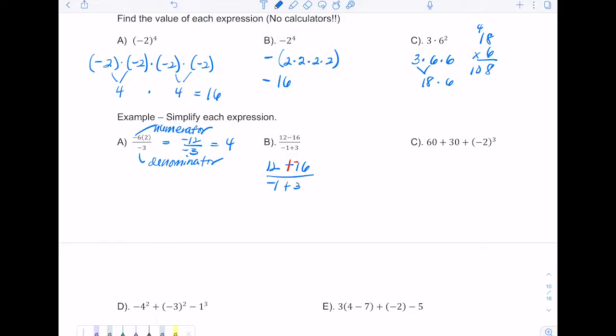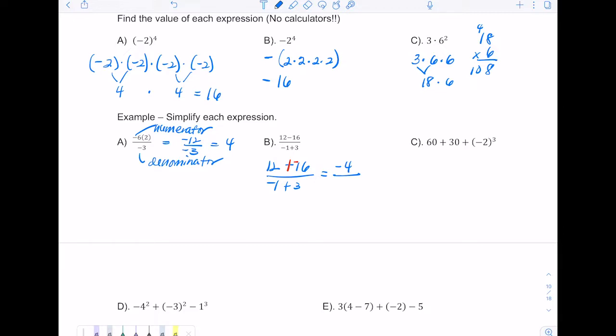Then we need to remember our rules. So in the numerator, I'm adding 2 signs that are different, so they're unlike. So I'm going to subtract 16 minus 12, which is 4, and then you take the sign of the bigger number. What's bigger, 12 or 16? 16's bigger, so it's going to be a -4.